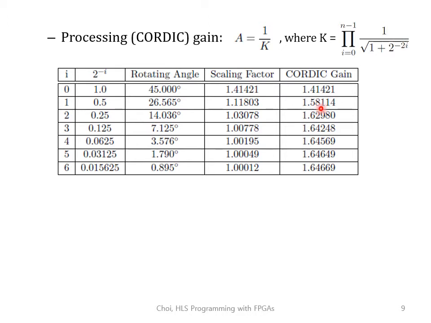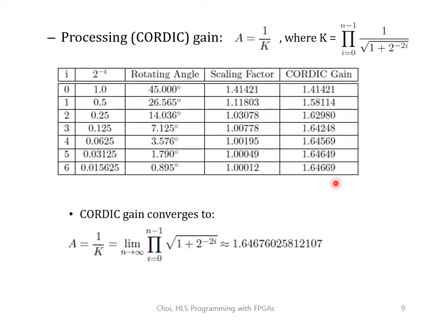The CORDIC gain is the cumulative scaling factor, so it is 1.41421 times 1.11803, which is 1.58114. And you can repeat this process for i equals 2 as well, and so on. And after several iterations, the CORDIC gain converges to a constant number, which is shown here.